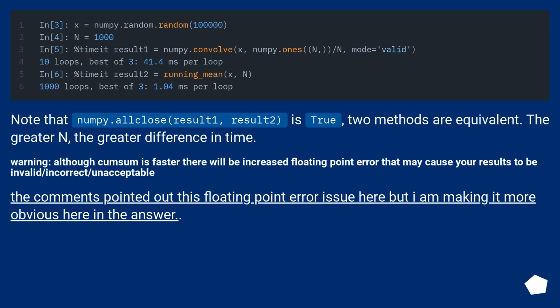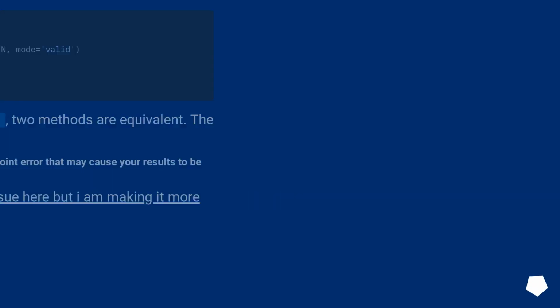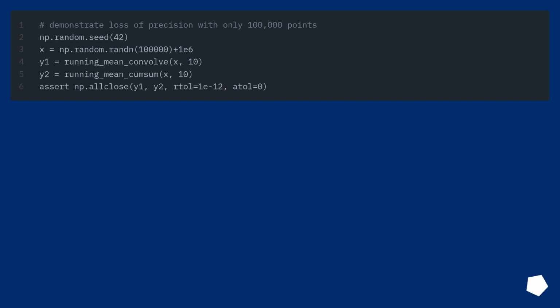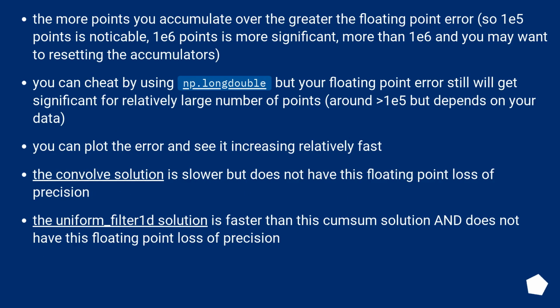Warning: although cumsum is faster, there will be increased floating point error that may cause your results to be invalid/incorrect/unacceptable. The comments pointed out this floating point error issue, but I am making it more obvious here in the answer. The more points you accumulate over, the greater the floating point error, so 1e5 points is noticeable, 1e6 points is more significant, more than 1e6, and you may want to reset the accumulators.